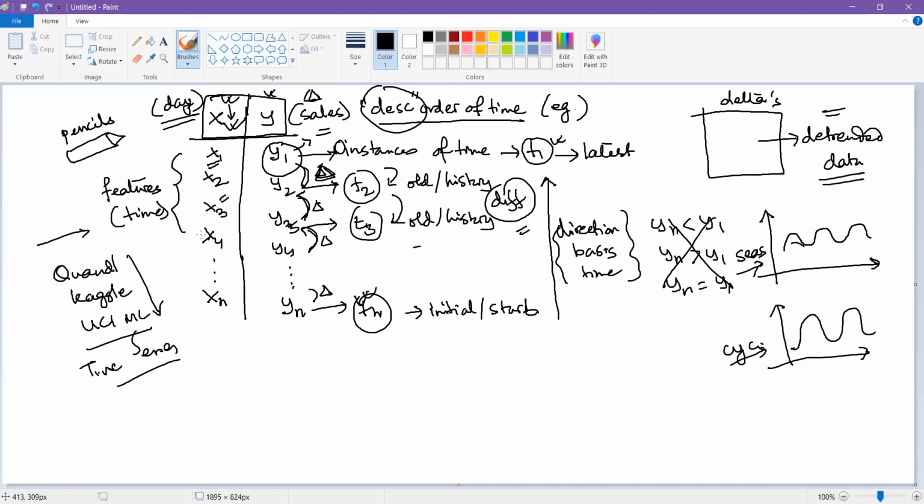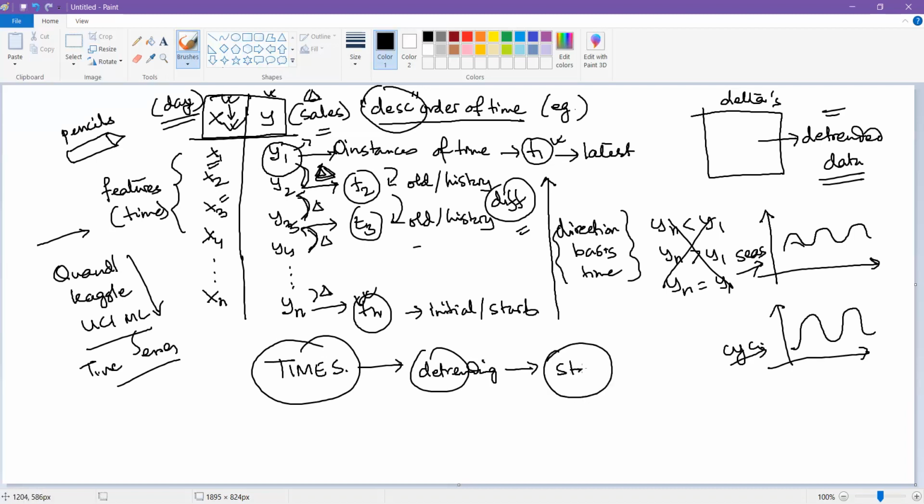So that is the first activity that we do. Clearly, what we have done is we have taken our time series, any time series data, and applied an operation which is detrending, and I have made the data stationary. Okay, it's a very important interview question also.